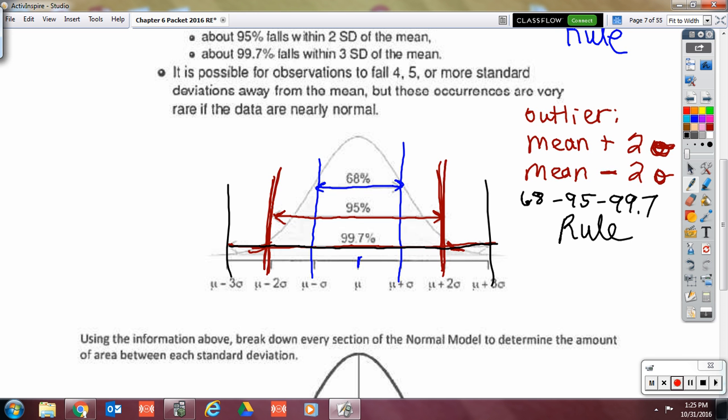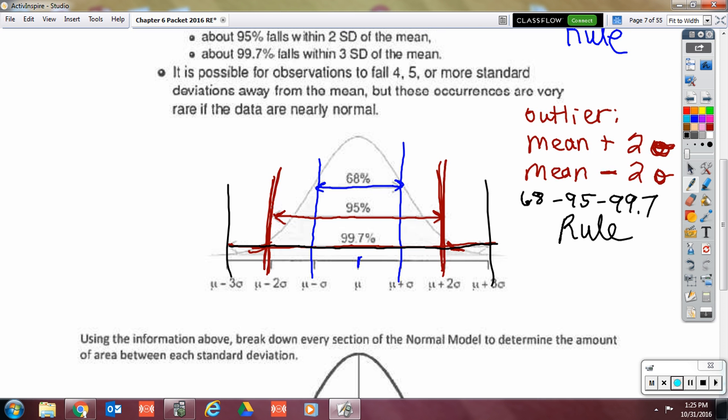Okay, the 68, 95, 99.7 rule. And then again, I told you some books call it the empirical rule, but recently it is more commonly called the 68, 95, 99.7 rule.